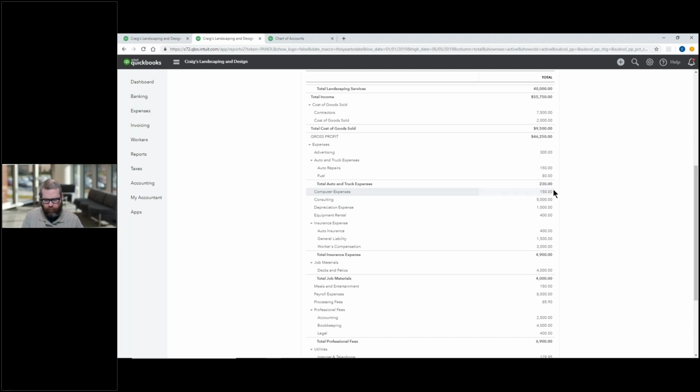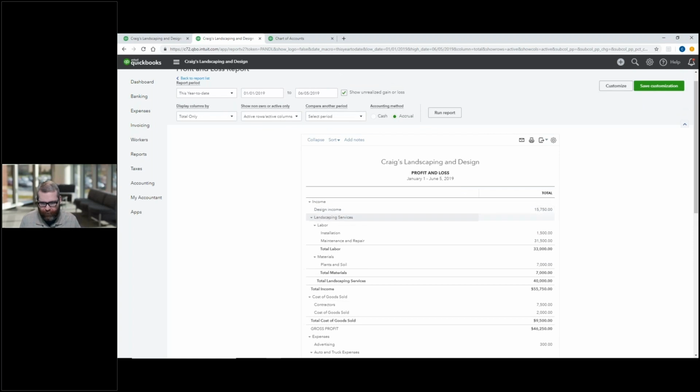So when we look at a profit and loss report like this, especially over time as you add more accounts, you might notice that it gets a bit long, a bit cluttered, a bit disorganized, and so we might want to spruce it up a bit. Now, the best way to do that is by making things into sub-accounts. Sub-accounts allow you to nest different accounts underneath other accounts. Like for instance, up here, we've got landscaping services, which is a parent account. And then the sub-accounts are labor and materials. And then we've got sub-accounts for installation, maintenance and repair, and plants and soil.